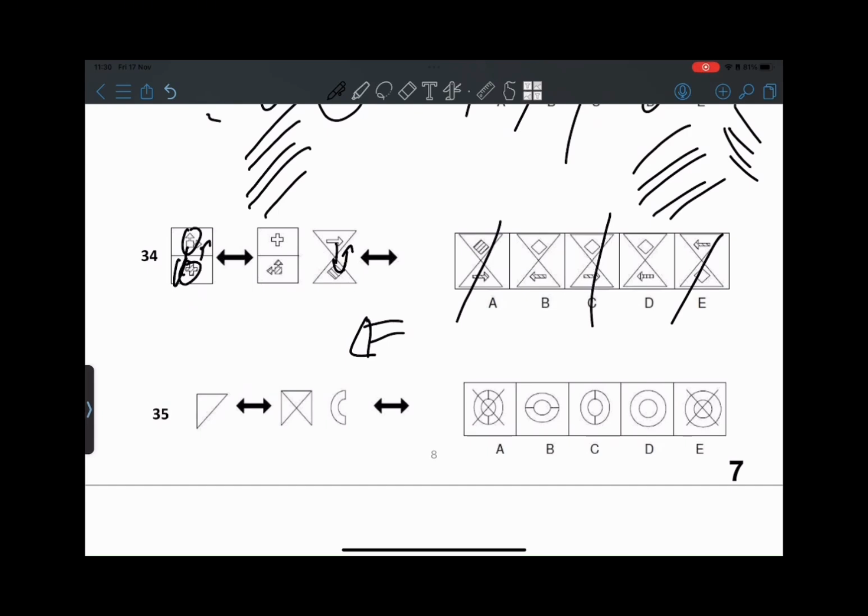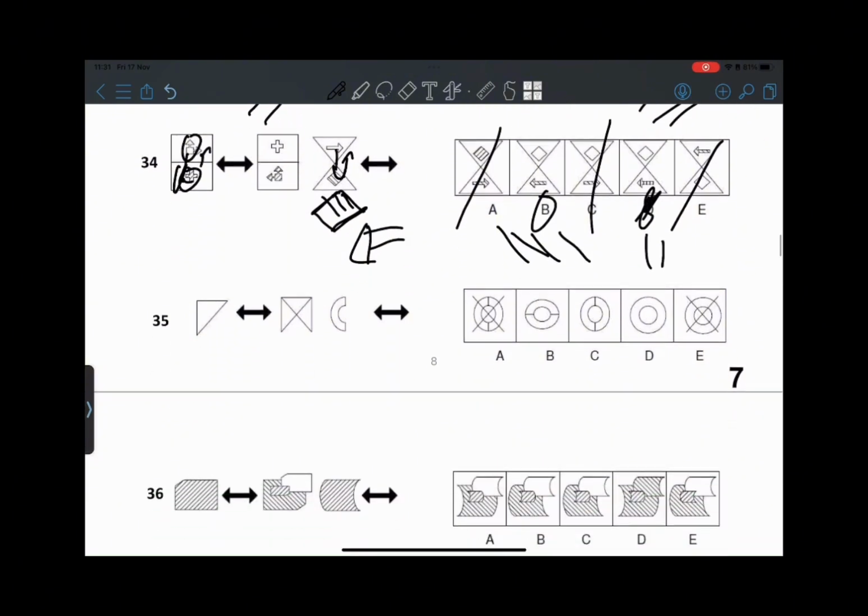And the shading, it should take on the shading of the bottom shape. So the shading of the bottom shape in this one is this diamond. Yeah, it's going to be shaded like this, not straight, so it's not D, it's B. Okay.